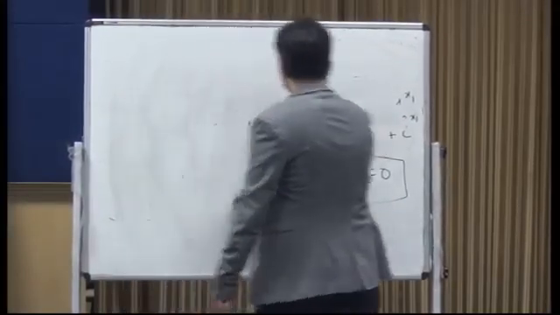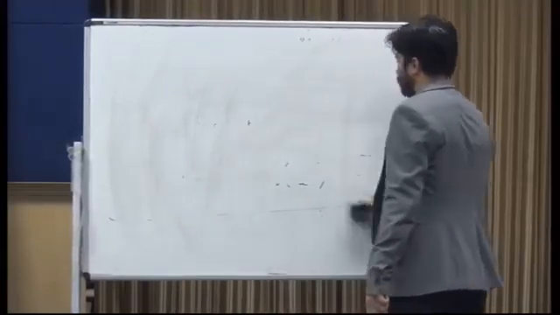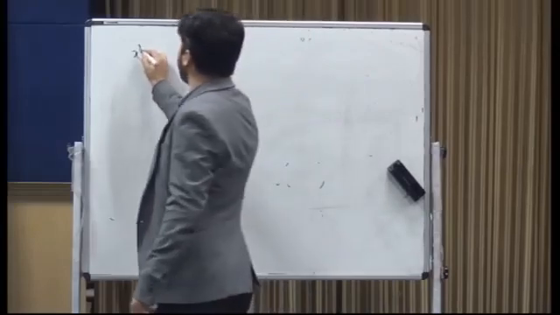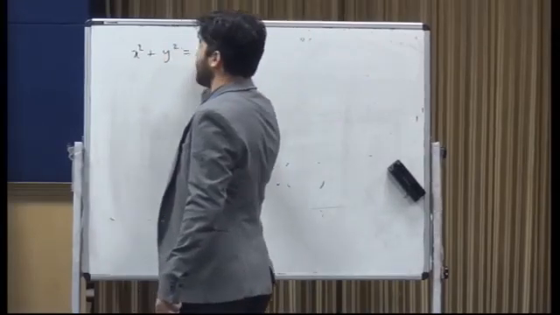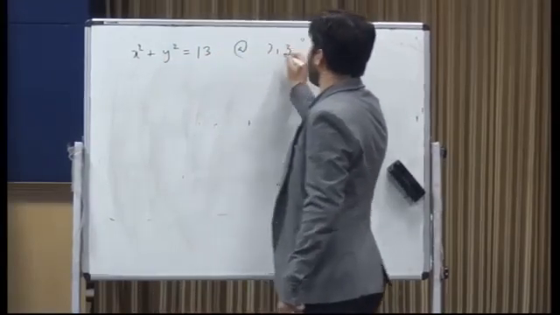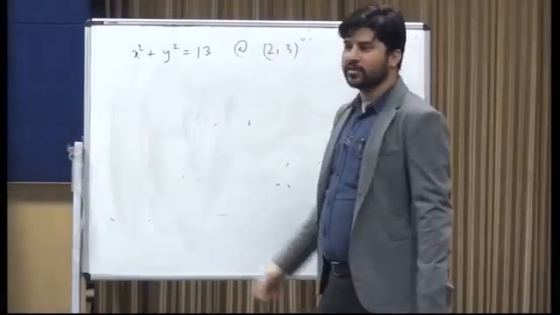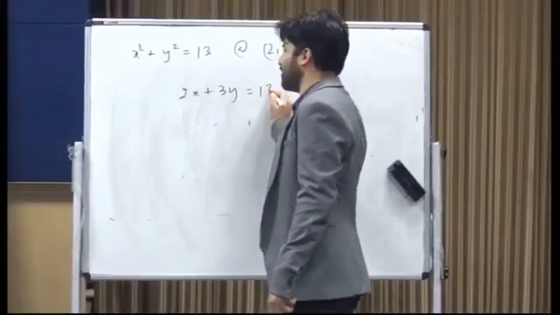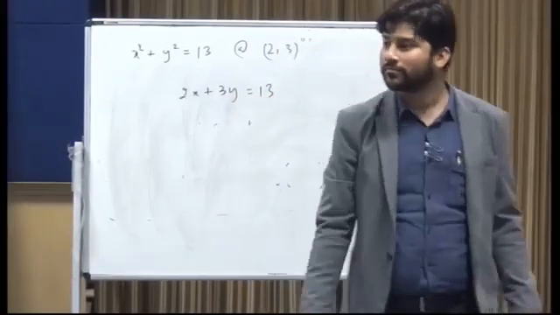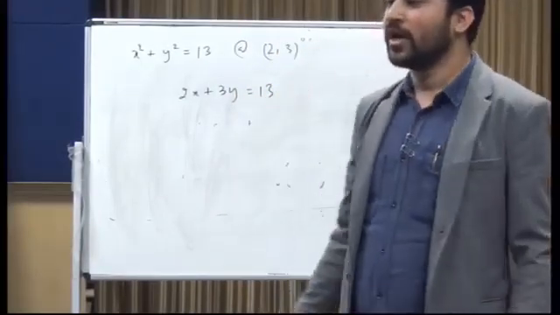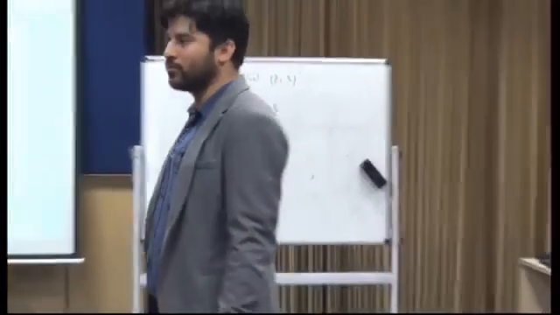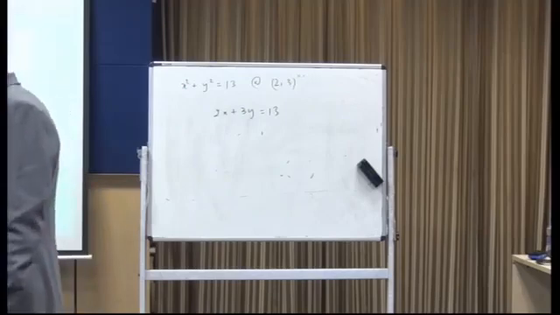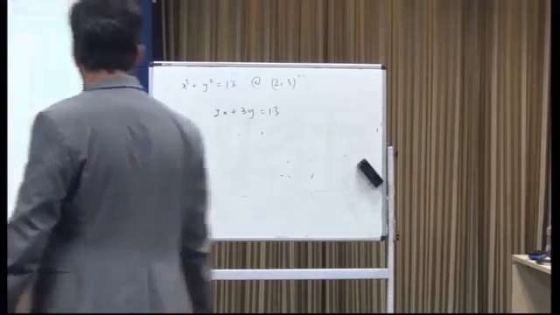See, x square plus y square is equal to 13 at 2, 3. The equation of tangent is going to be 2x plus 3y is equal to 13. Isn't it easy? See, how many seconds? 4 seconds, 5 seconds. You don't have to think about the center. You don't have to think about the slope. You just have to write your answer.